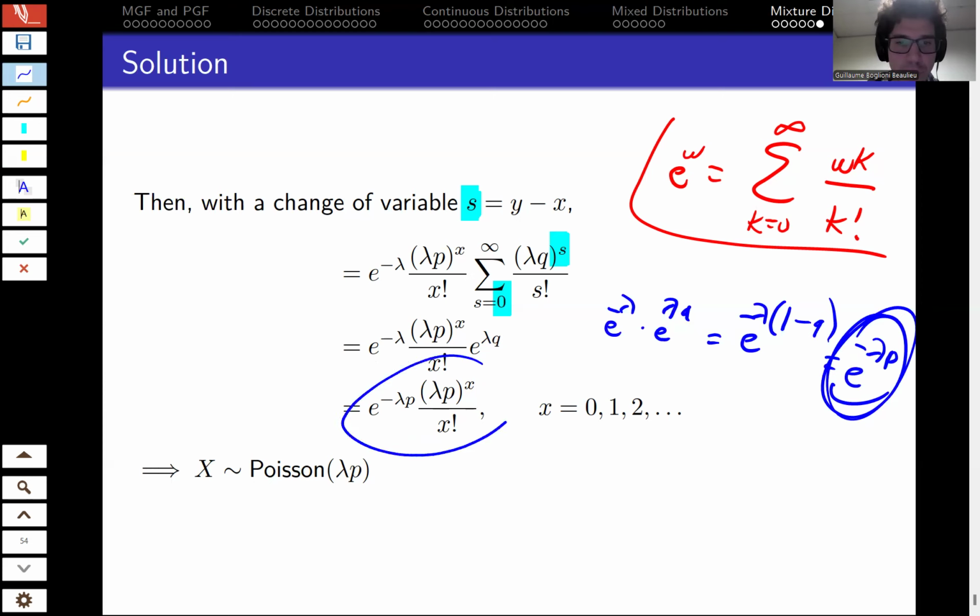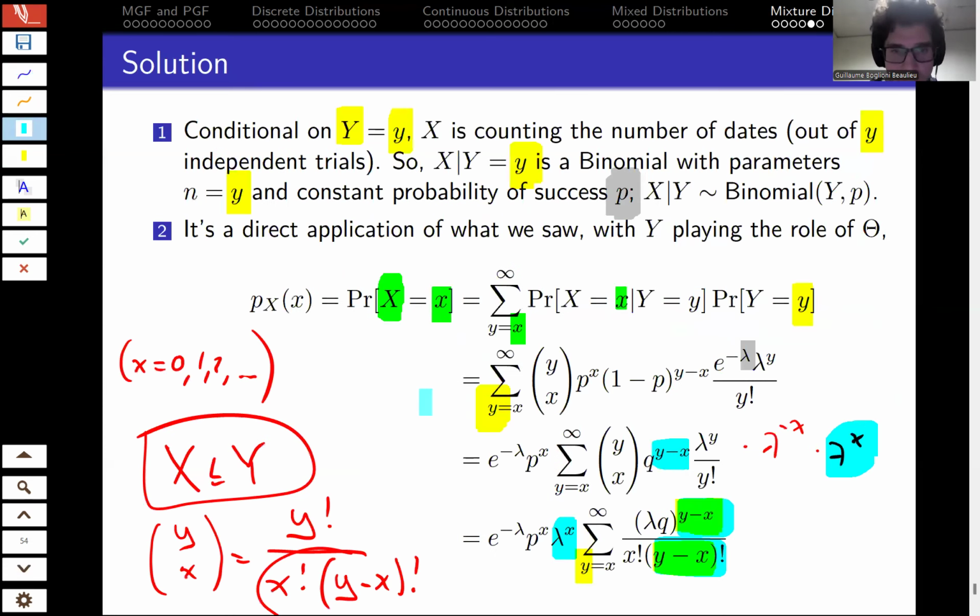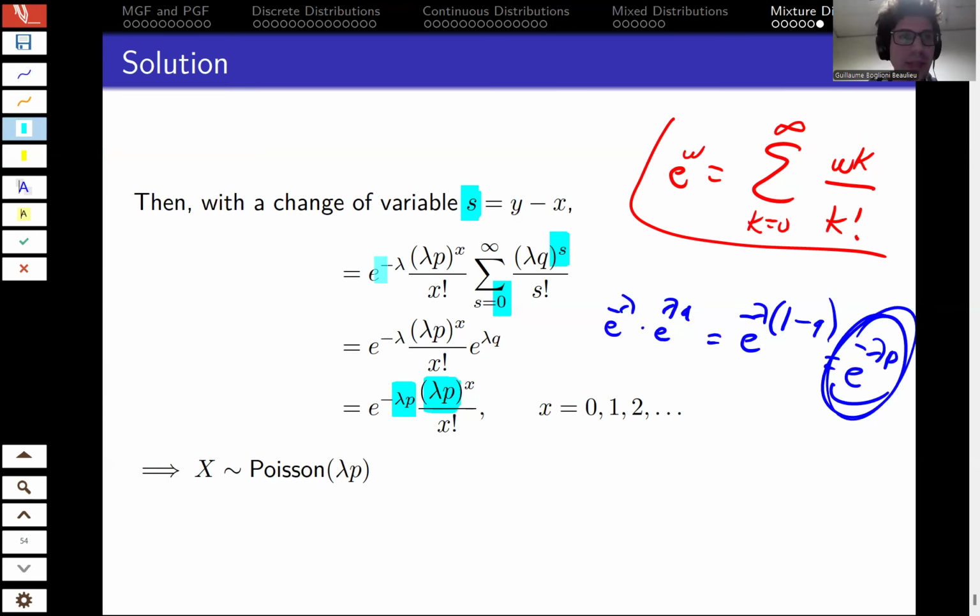You're done. You realize this is very nice. Simply the PMF, probability mass function, of a Poisson with an updated parameter now, lambda p. You see? Lambda p. Yes, indeed. This X, the unconditional X, is nicely a Poisson lambda p, so with a new parameter, of course.